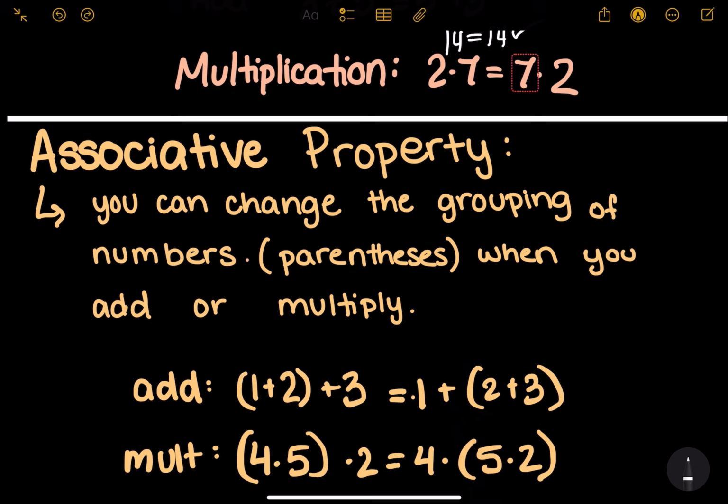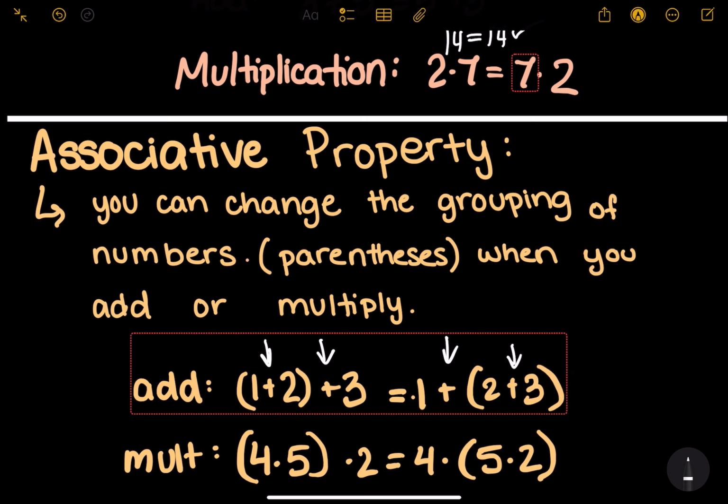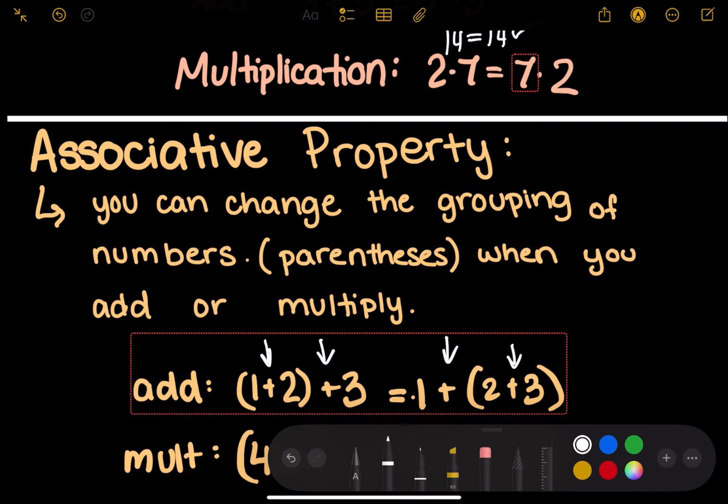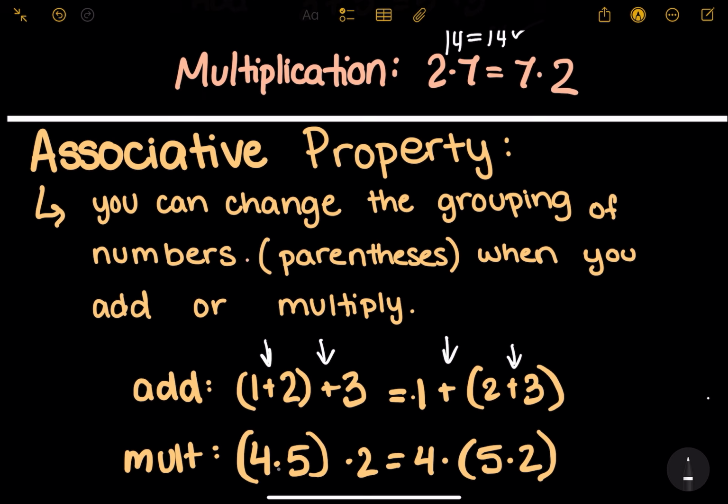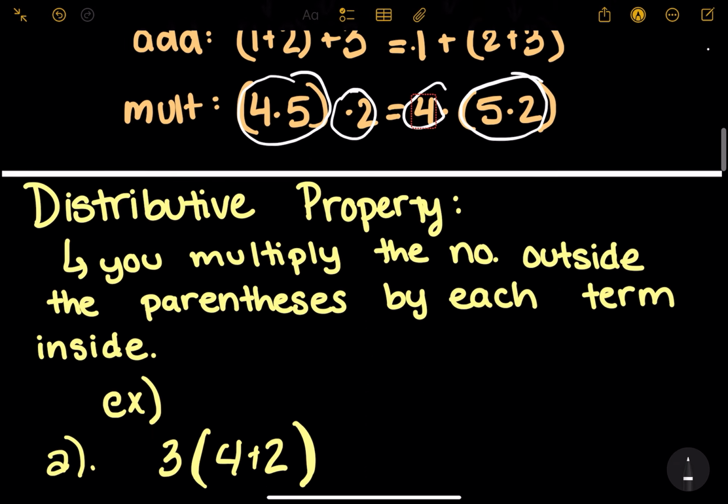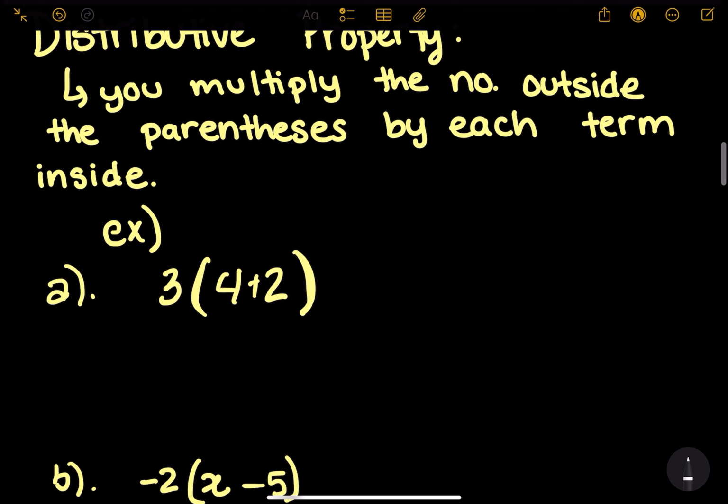But one thing to remember is that this entire expression has addition, and this entire one has addition too, so that's why it works. The associative property does not work for subtraction and division, and the same goes here. 4 times 5 and then multiplying it by 2 is the same as taking 5 times 2 first and then multiplying by 4.